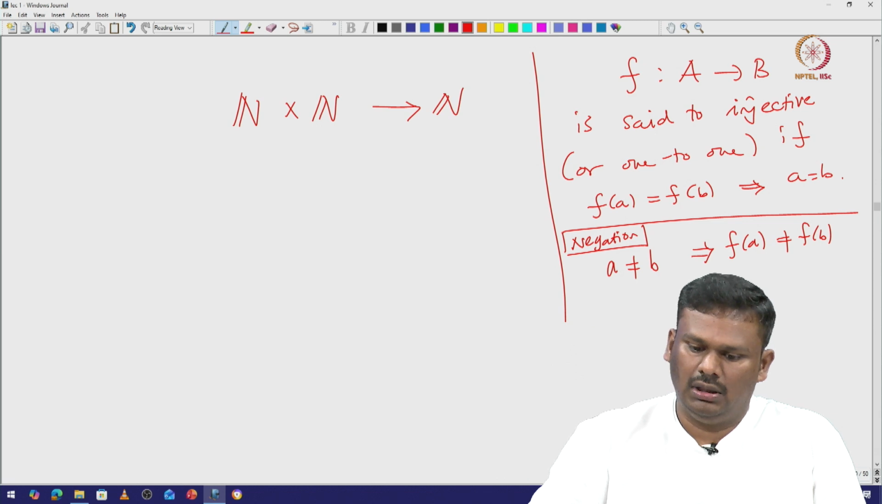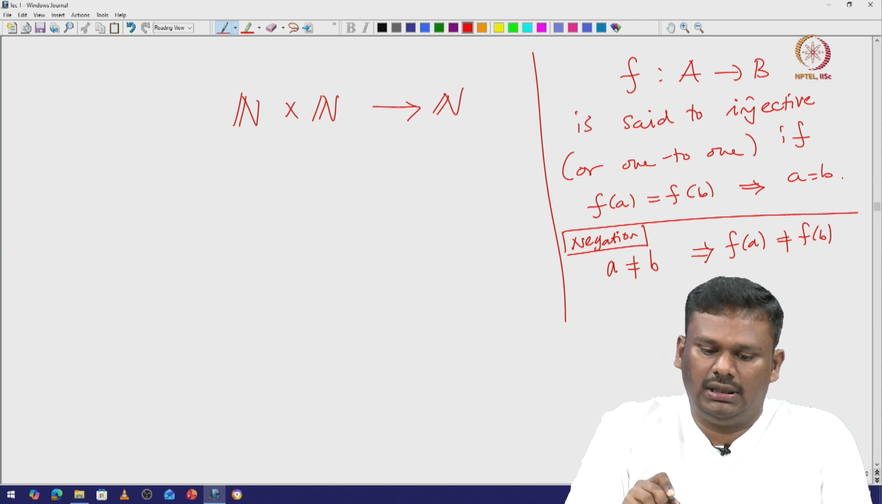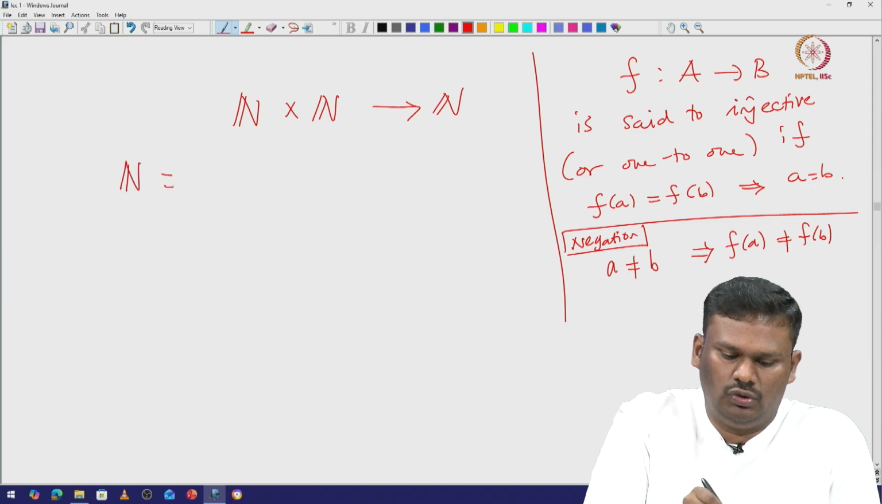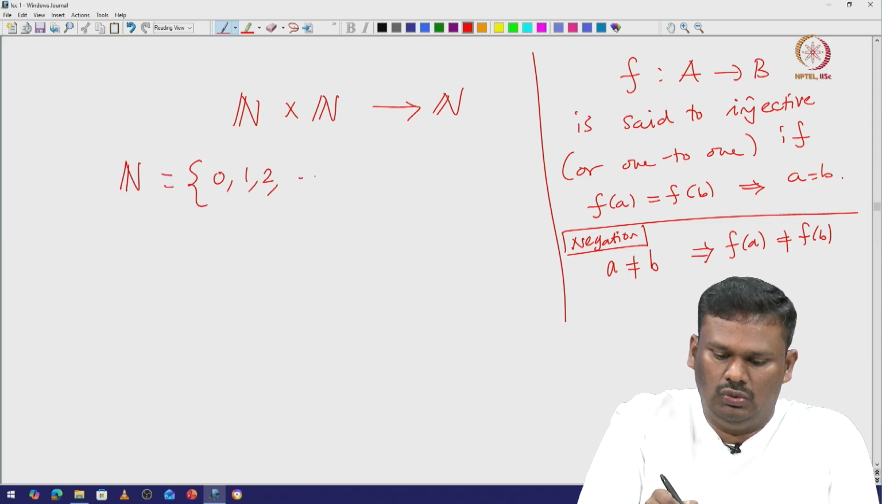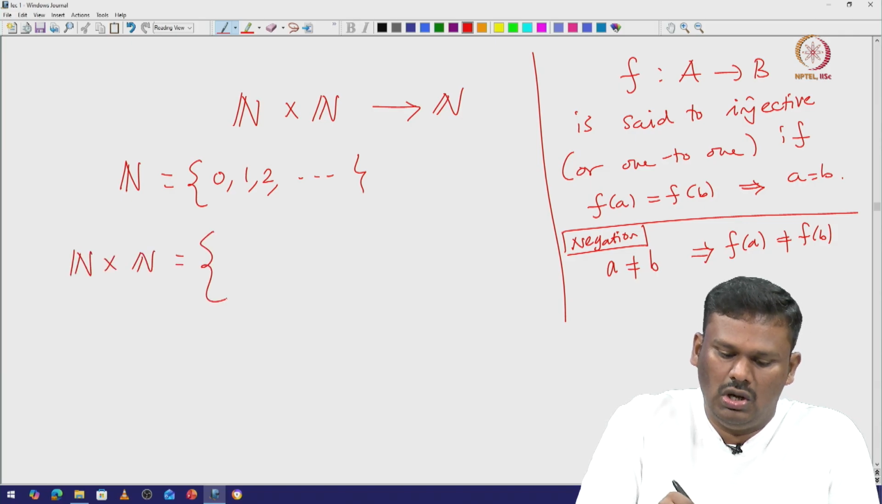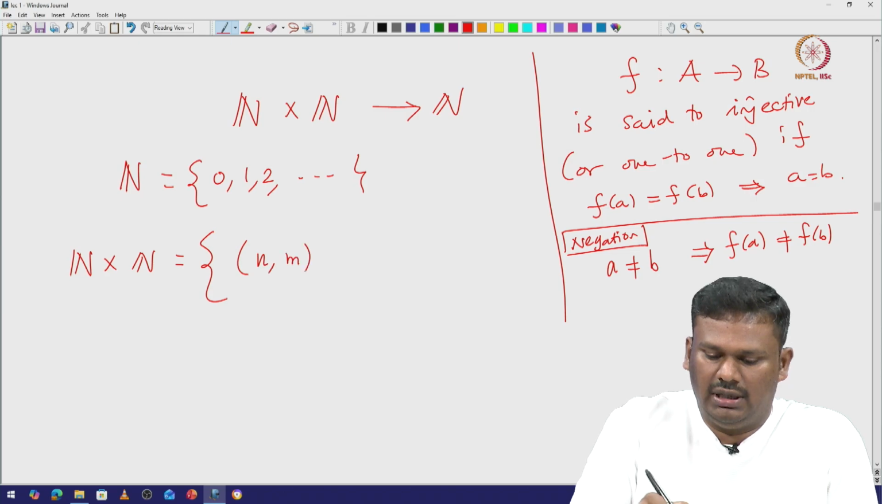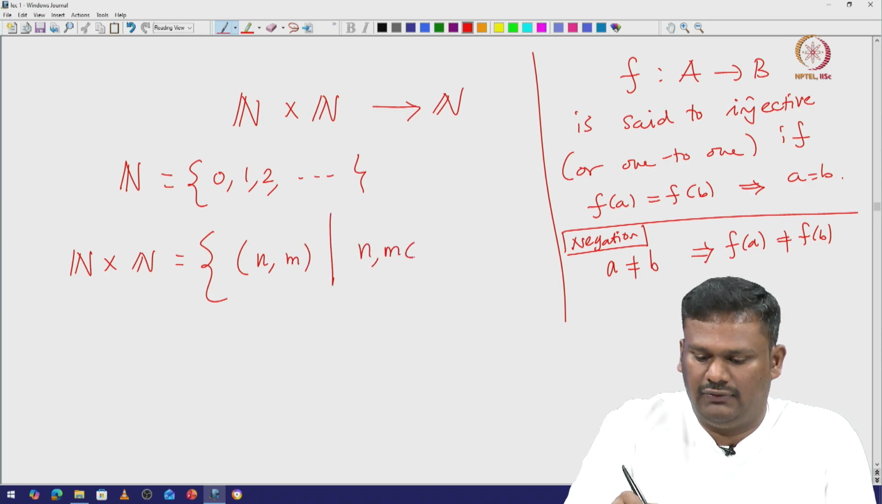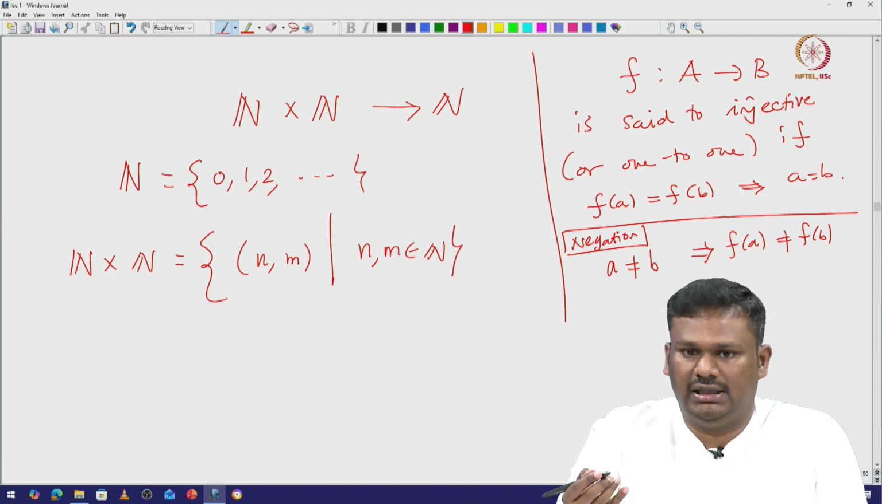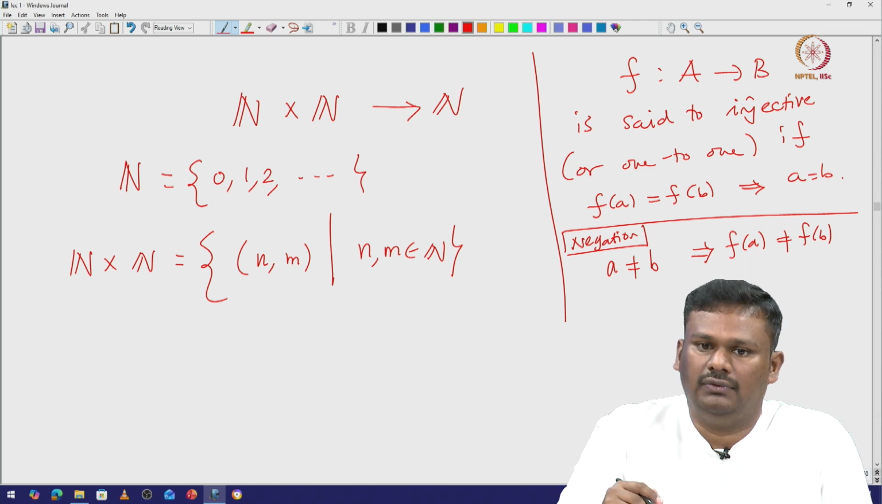Okay. So, now if you think about it, this N cross N looks like it has more elements, because N is given to be 0, 1, 2, etc. So, then N cross N will be tuples of all possible (n, m) such that n and m come from N. Usually, if you are taking a finite set, you can easily see that the Cartesian product of that set with itself will have more elements.